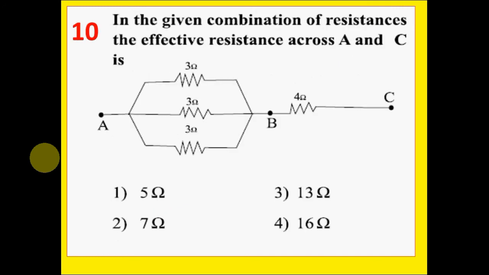Question number 10. In the given combination of resistances, the effective resistance across A and C is: option 1, 5 ohm; option 2, 7 ohm; option 3, 13 ohm; option 4, 16 ohm. Correct answer is option 1, 5 ohm.